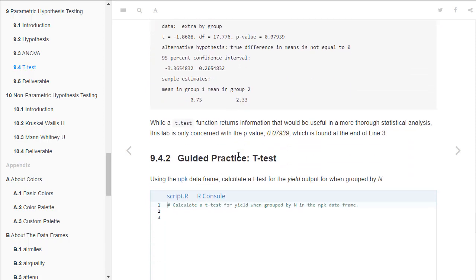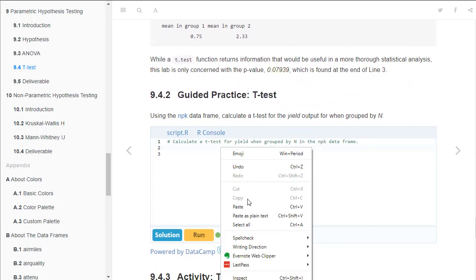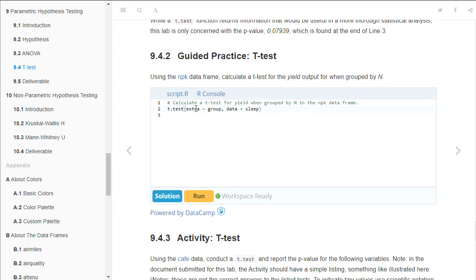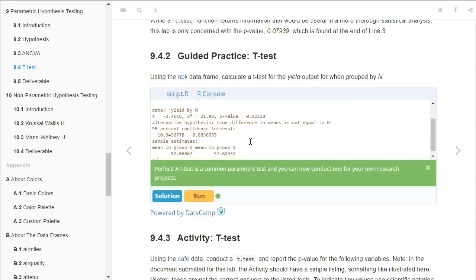I will copy that, and let's go down here to the guided practice and paste this in. What we're looking for here is using the NPK data frame again. And I want to test yield when grouped by N. That's the nitrogen test. And when we do this, we see that the p-value is 0.02. That's less than 0.05, so this is significant.